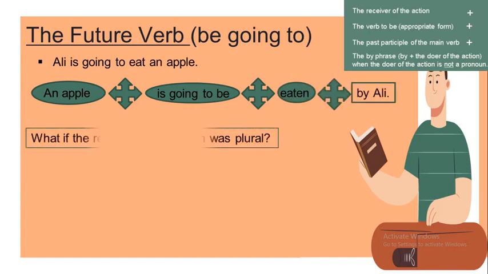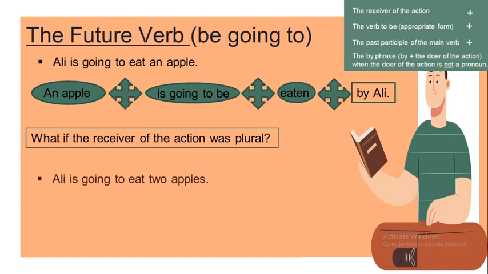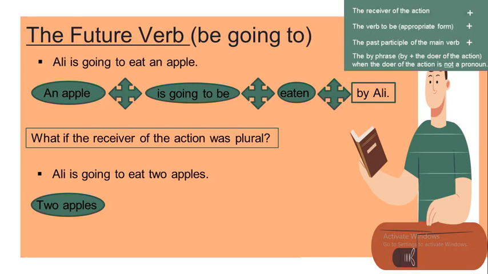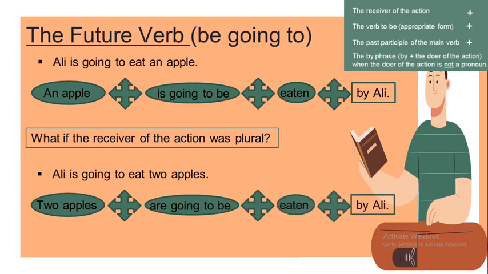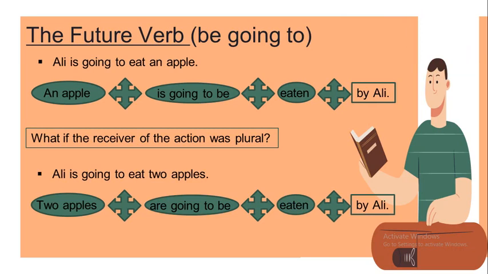And if our receiver is plural, like Ali is going to eat 2 apples, can you guess what we'll have to change? Let's see together. We'll start with 2 apples, the receiver of the action, and then the verb to be. But can we use is going to be? Excellent. Of course not, as is is used with singular nouns only. So we'll use are going to be plus the past participle of the verb, which is eaten, and the by phrase by Ali. I'm sure you are able to guess the general form of the passive voice with the future verb be going to. Great job!